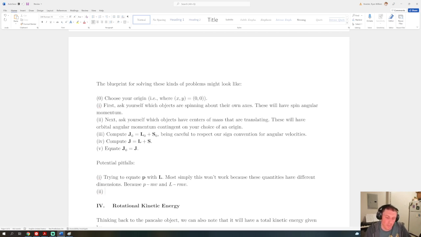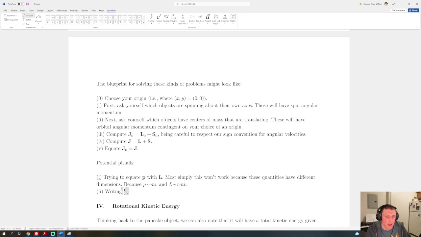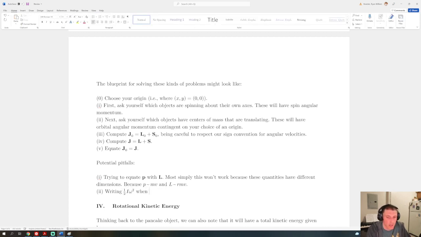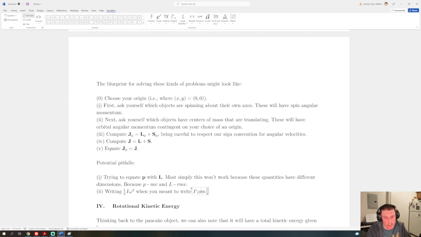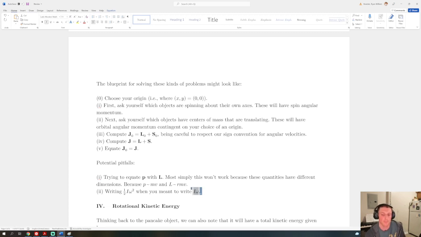Let's see here. Here's a pitfall that I've definitely done before, so I'm going to talk about this too. A potential pitfall here is writing 1/2 I omega squared when you meant to write I omega, or vice versa. Because this is our spin angular momentum, and this is rotational kinetic energy. And they look similar, because one has I, the other has I, one has omega squared, the other has omega. It's easy to accidentally write the wrong one in the heat of the moment. So however you have to remind yourself to write the correct thing, maybe on your formula sheet, put it in bold or use exclamation points or whatever you do to make sure that you don't make a silly mistake like this.